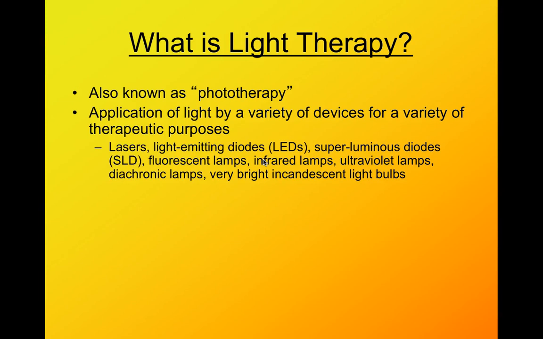These are the different devices that have been used in light therapy. So lasers being the most common, and that's what we're going to focus on. We'll talk a little bit in a couple slides on LEDs and SLDs, but otherwise infrared lamps, ultraviolet lamps, fluorescent lamps. These are all more so used in like seasonal affective disorder or some skin conditions or some different things like that.